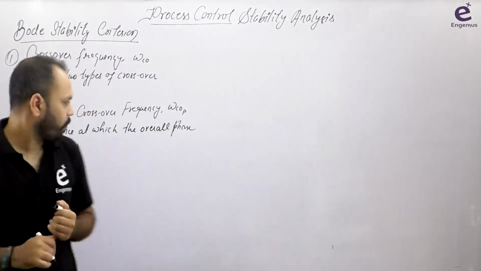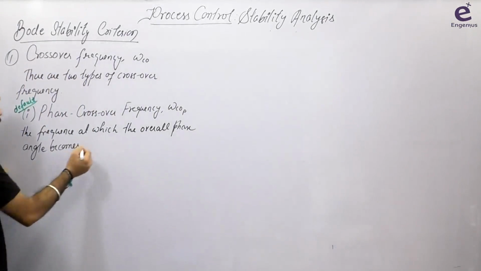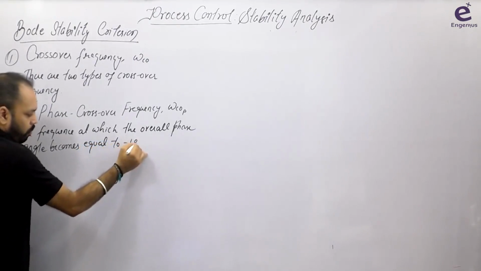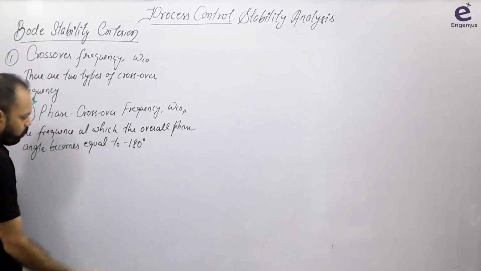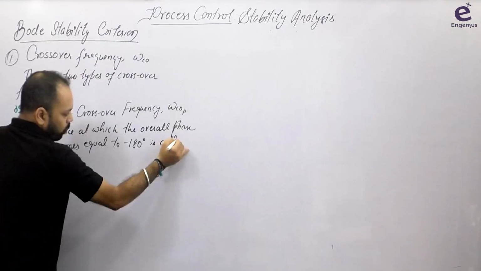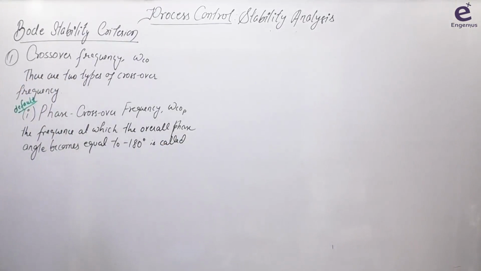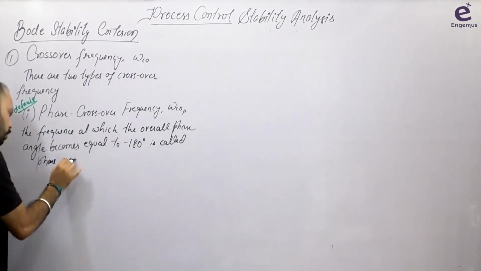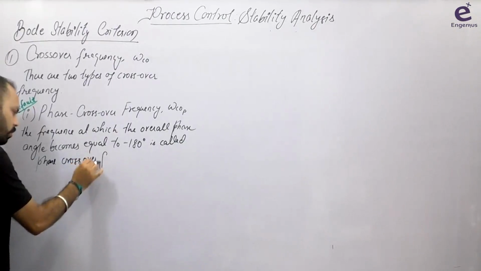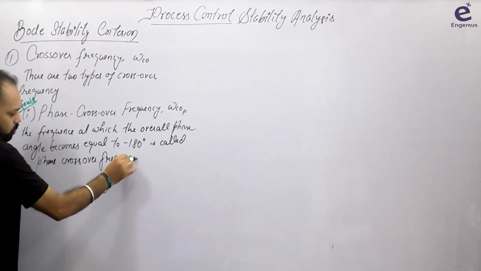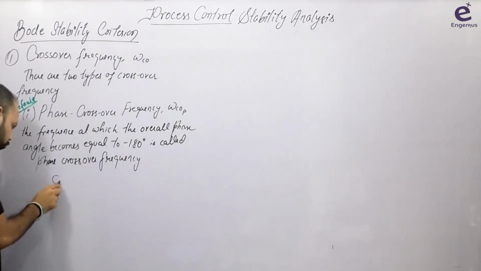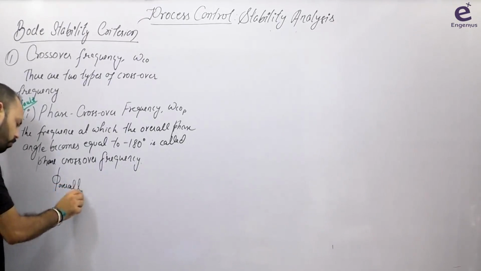So the frequency at which the overall phase angle becomes equal to minus 180 degrees, please note that the minus is important here, is called the phase crossover frequency. That is the definition. It means, suppose you have some transfer function for which you can write the phi overall. Phi overall I am writing as phi naught, or let's write, okay, phi overall. How to write phi overall?